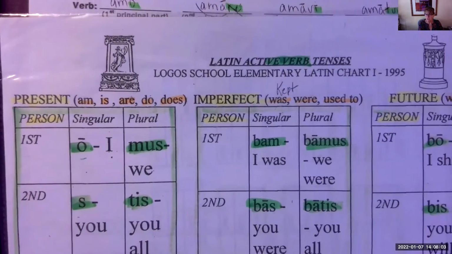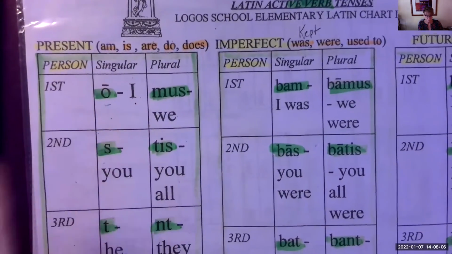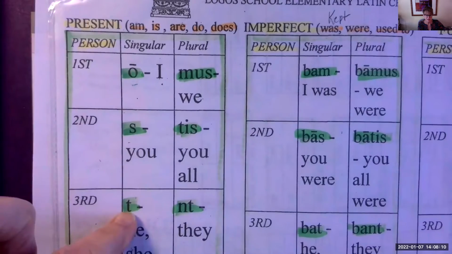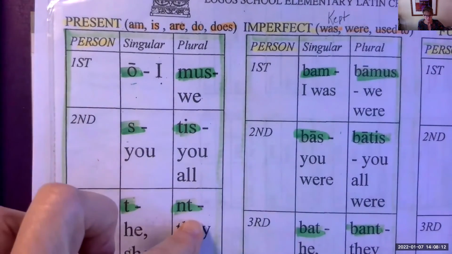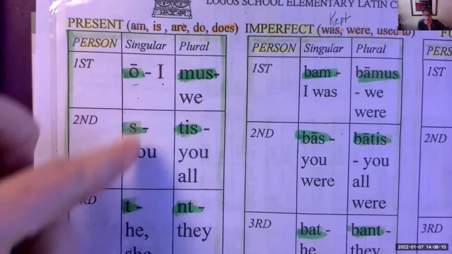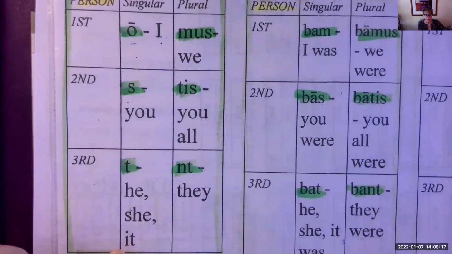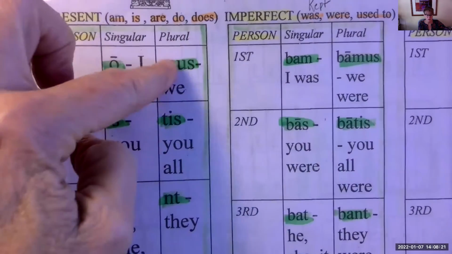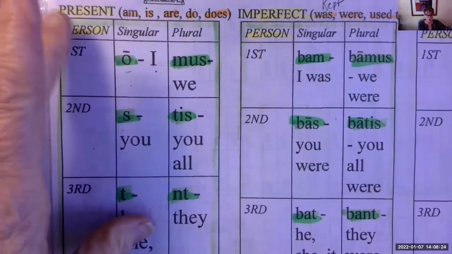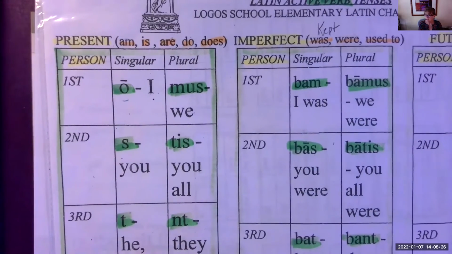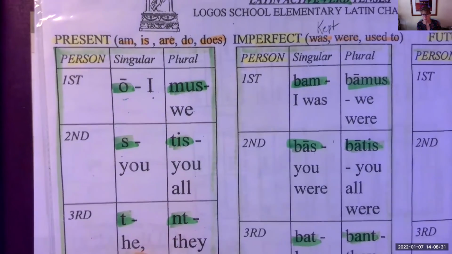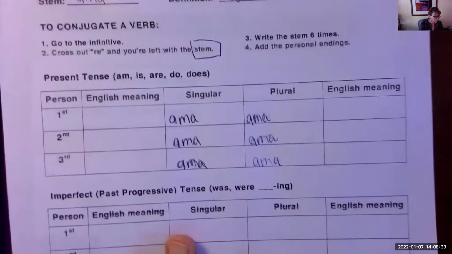Those personal endings are on my Latin verb sheet that I have for students. And this is the present verb endings here. It's O, S, T, mus, tis, nt. It means in English, I, you, he, she, it; we, you all, they. So those are the present verb endings. Those are the endings that we learn pretty much up until chapter 16 in Latin Primer A. And so those are the endings that we're going to put on here.